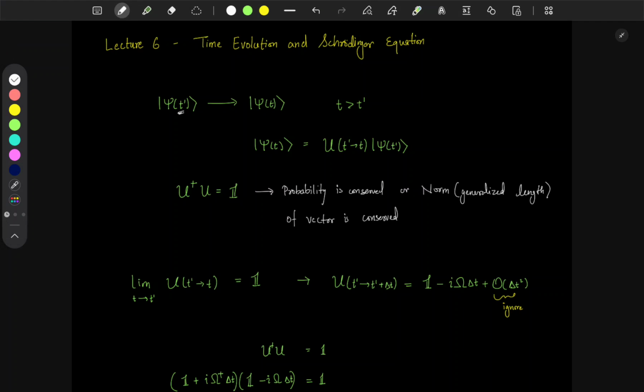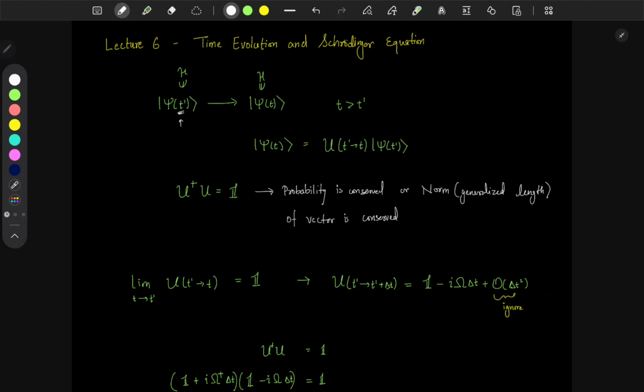In the Schrodinger picture, the state vector at time t prime will change to some time t as time elapses. Since both of these vectors belong to the same Hilbert space, there is a map, which we call the time evolution operator, that takes one of these vectors to the other. You apply the time evolution operator, which takes the state from t prime to t, and it gives you the state at time t.